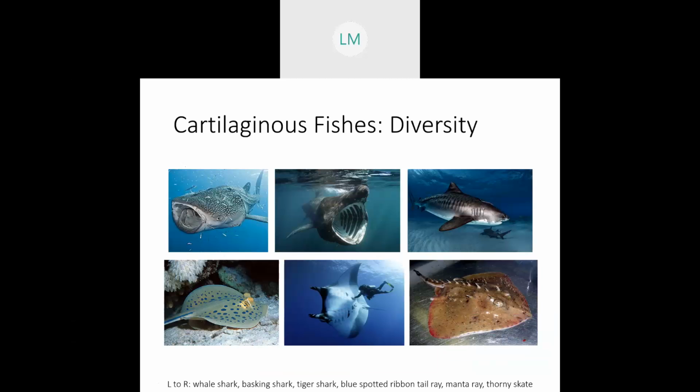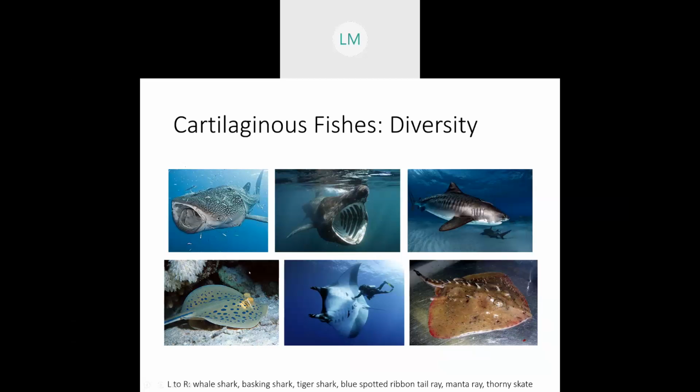Here's some of our diversity. We've got our sharks, our skates, and our rays. We have sharks like this tiger shark here. That's what most people think of when they think of sharks. But some of our biggest sharks are actually these filter feeders. We've got a whale shark over here and a basking shark over here. These are two of the biggest sharks. This is the biggest shark species that's out there. But these don't have those big scary teeth that we think of when we think of sharks. These are actually filter feeders.